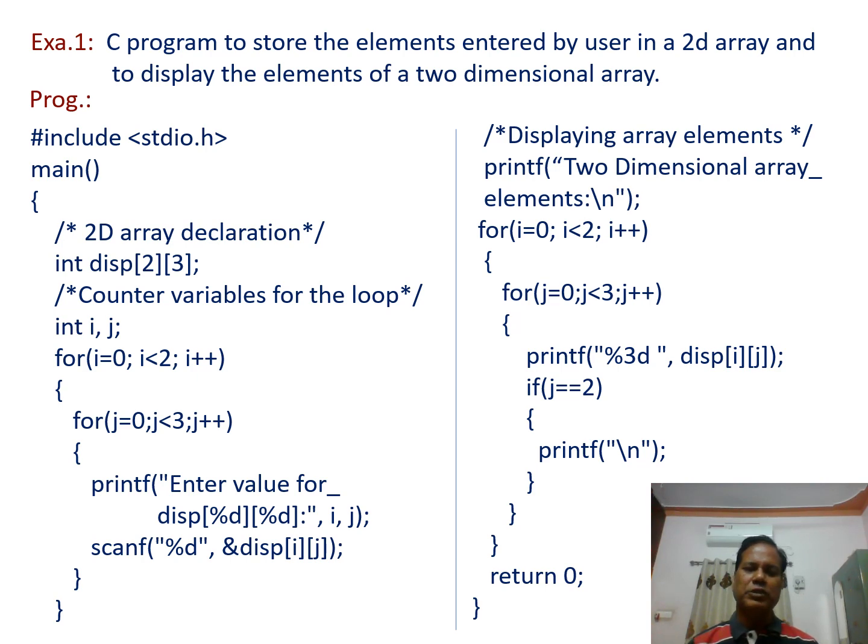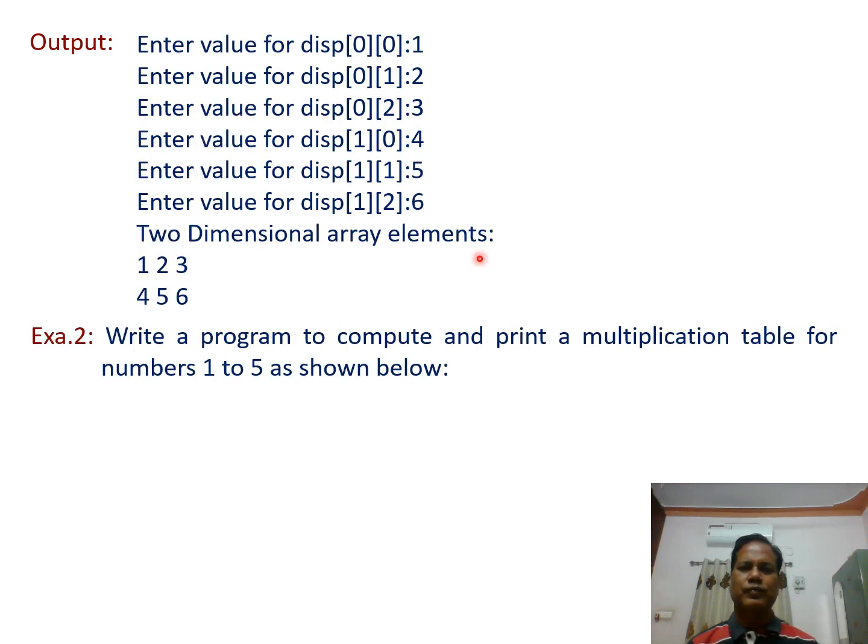Now when this program is run, we get an output like this one. Here, using enter value, the first value is entered, then the second, then the third values of the first row, then the second row element values are entered. When we print the elements, those values are printed in rows and columns like this.